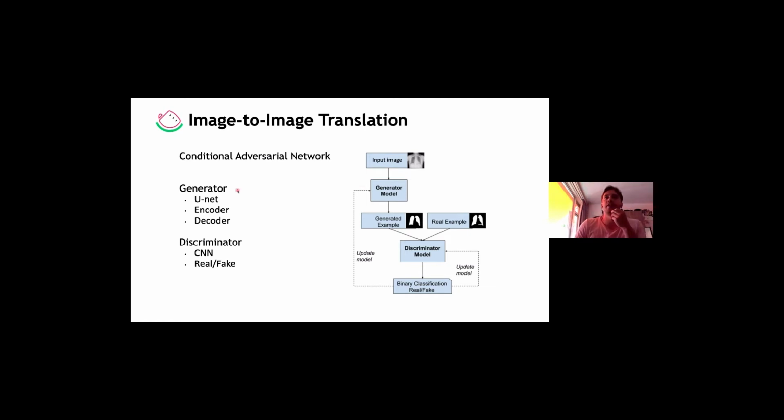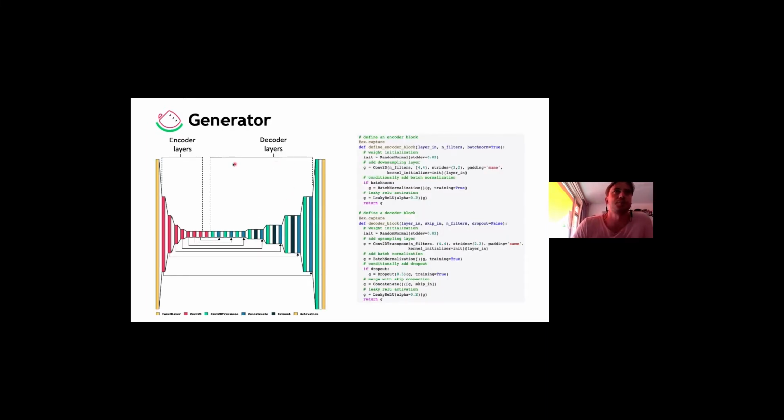Furthermore, our generator is built up from a UNet, which is often used in segmentation of medical data. And this consists of a couple of encoder layers and decoder layers. And our discriminator is a pretty basic CNN that classifies real and fake. So here it gets a bit more technical. Here is how our generator model looks.